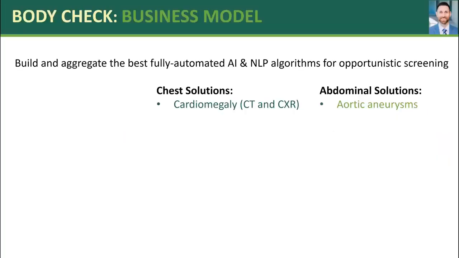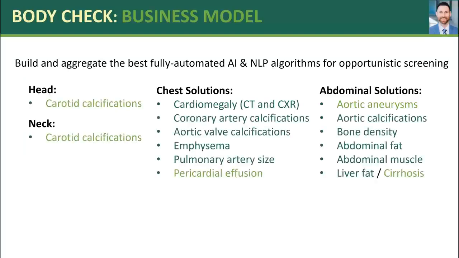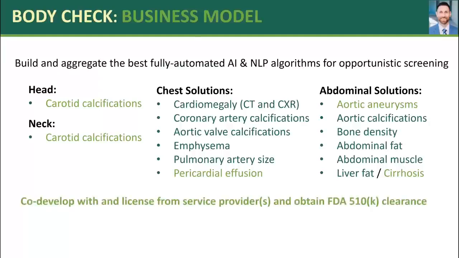So, I'm getting to the end. I think it's my last slide here. We're going to build and aggregate the best fully automated AI and NLP algorithms for opportunistic screening. Our example on chest CT was the cardiomegaly. We're also doing NLP on aortic aneurysms, but the reality is you can do this across multiple different things in the cardiovascular space. Sometimes it's in lung disease like emphysema, or it might be something like liver fat or cirrhosis. So our hope is to be able to develop the rest of these algorithms over the next year using cardiomegaly as our template. So we're co-developing this and licensing with servicing providers, and we're seeking FDA clearance.